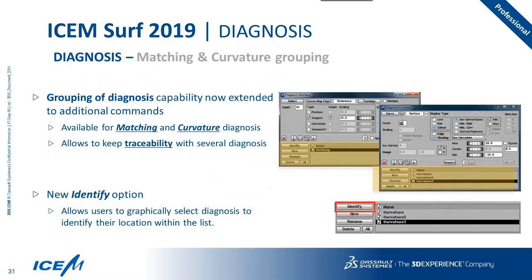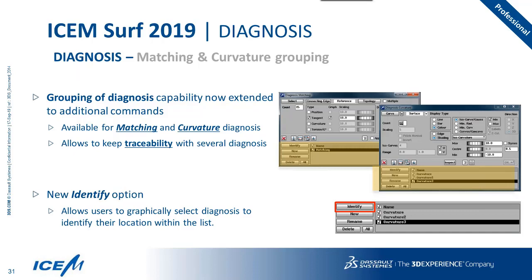Okay, something you've seen coming through Icem Surf over the last couple of releases is that we've been giving you the ability to name your diagnoses and organize them a little bit better. So for matching and curvature diagnoses, we have allowed you to give them names and save them with the model, and actually save many versions of different analyses, different diagnoses. Because sometimes you want to set up your model and you can have lots of different diagnoses, maybe lots of different matching ones, curvature ones, and it gets a little messy or confusing sometimes. So being able to give them sensible names and organize them in a list and switch them off and on with the tick boxes is really useful.